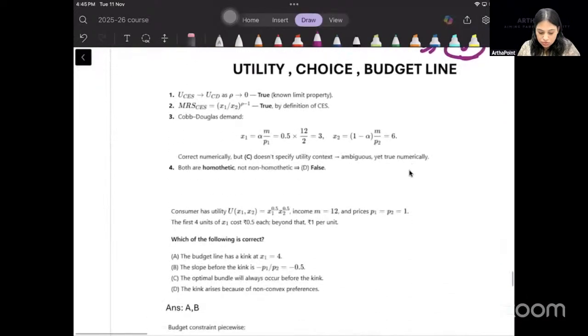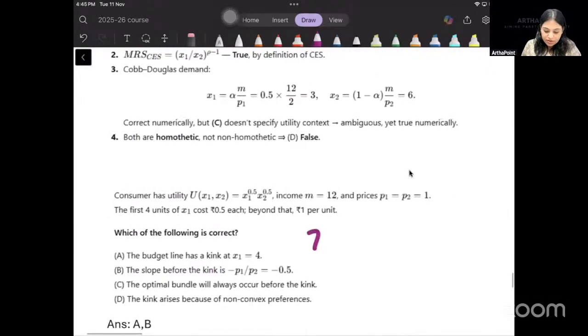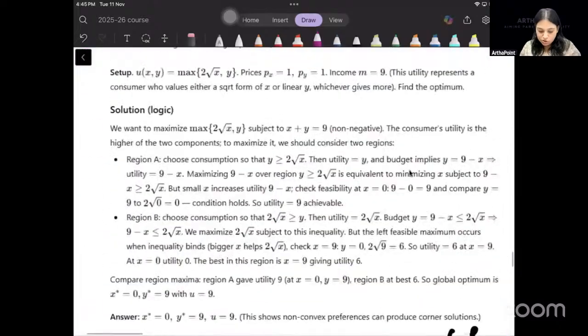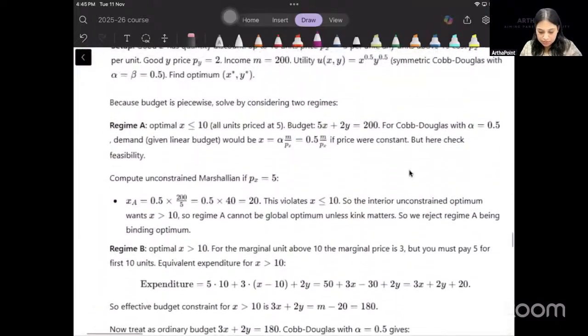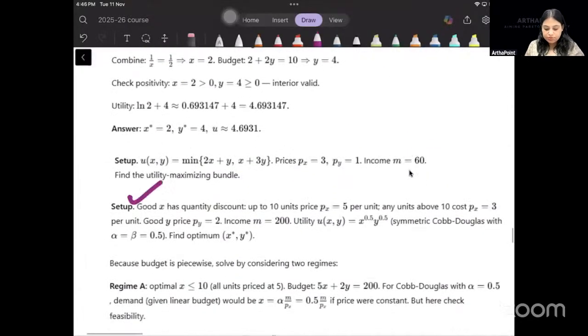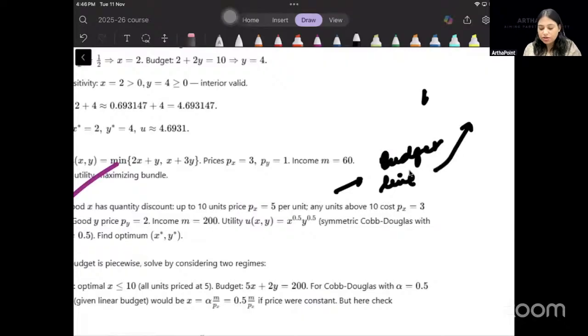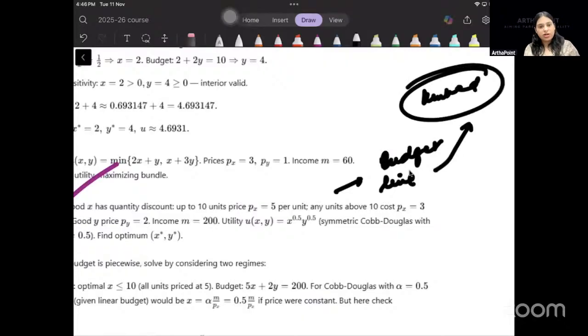So write down, start with this question, huh? So why is this important? I want to highlight something very important. I'll take another one. Probably you can do it yourself. I'll take a bigger one from this. Just give me a minute. This one. Okay. So why is this important? Another important aspect that can come in the exam is basically your kinked budget line.